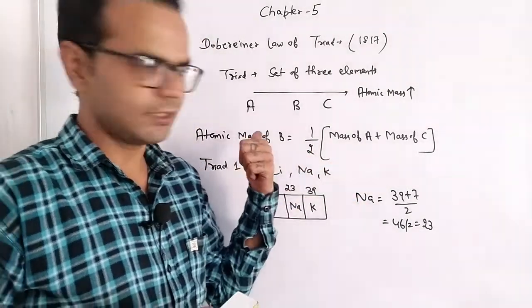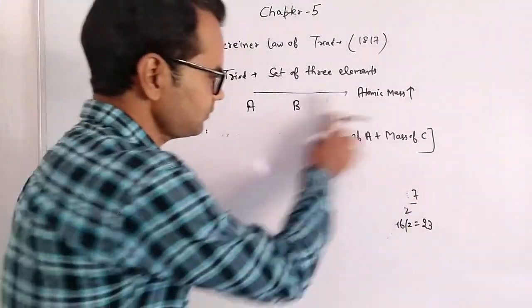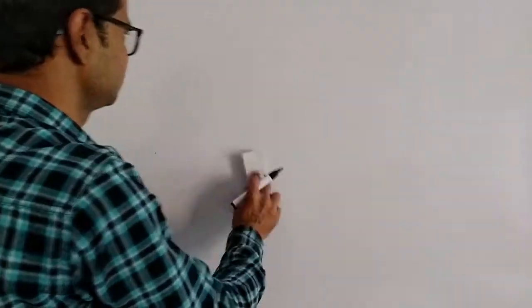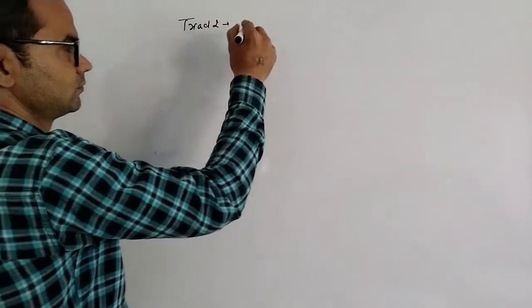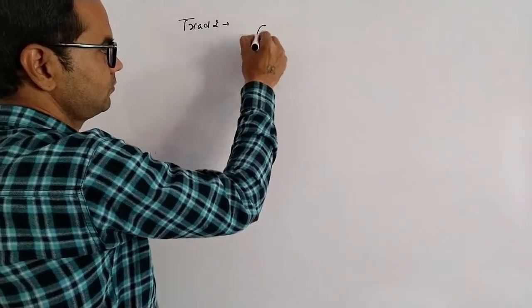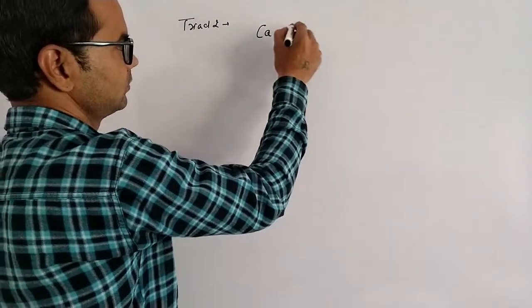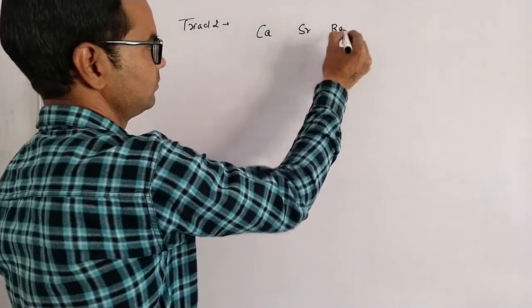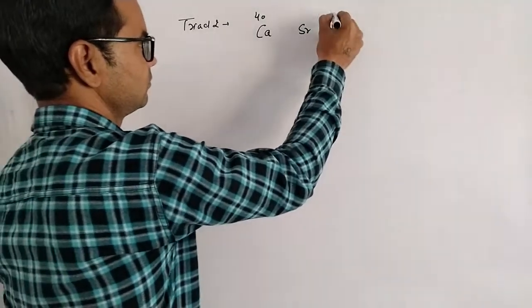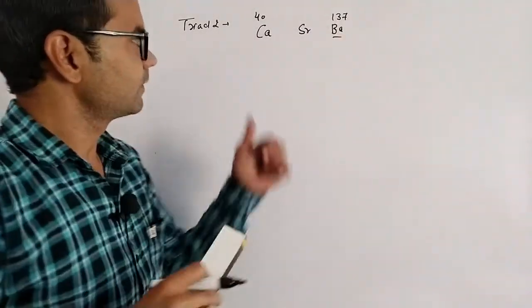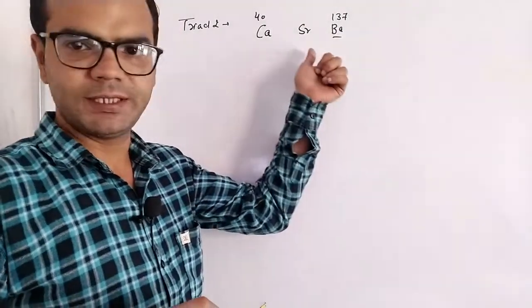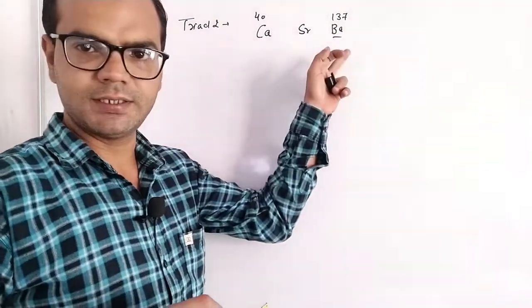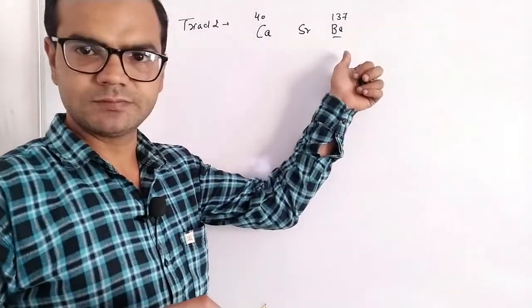And the second triad was calcium, strontium and barium. So the mass of the middle element is the average mass of the first and third element. Mass of calcium is 40, barium is 137.